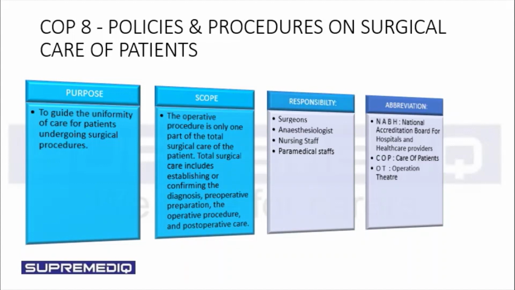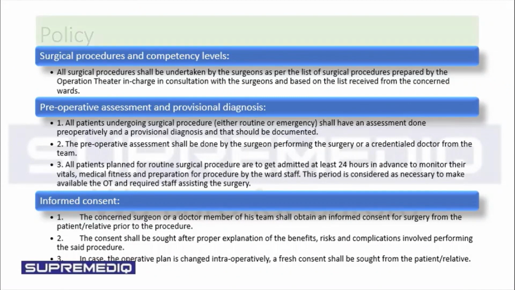Responsibility: surgeons, anesthesiologist, nursing staff, paramedical staffs. Abbreviation: NABH, National Accreditation Board for Hospitals and Healthcare Providers. COP, Care of Patients. OT, Operation Theatre. Policy: surgical procedures and competency levels. All surgical procedures shall be undertaken by the surgeons as per the list of surgical procedures prepared by the operation theatre in charge in consultation with the surgeons and based on the list received from the concerned wards.